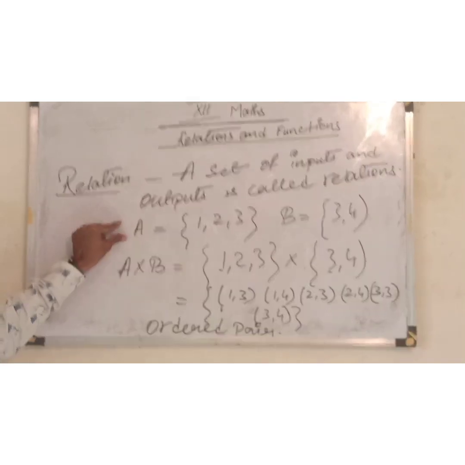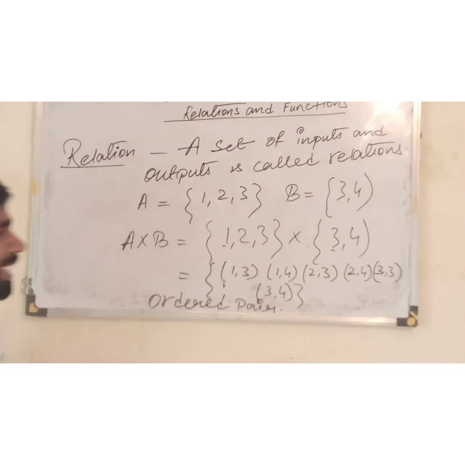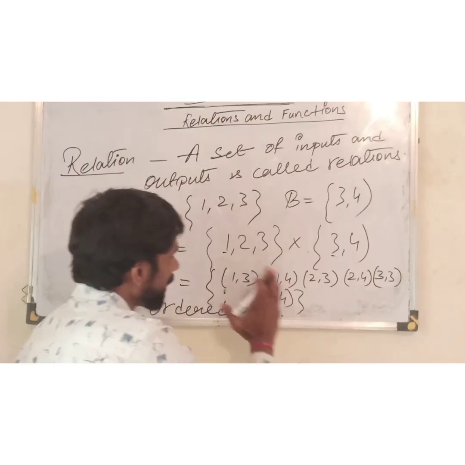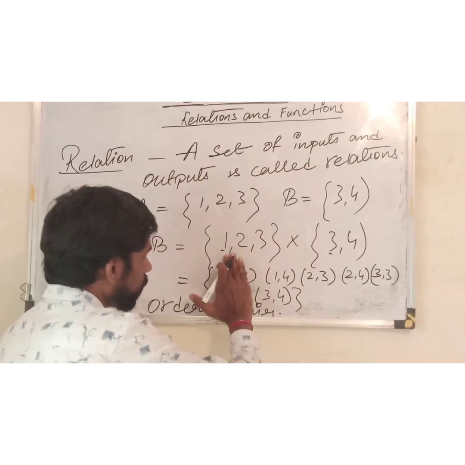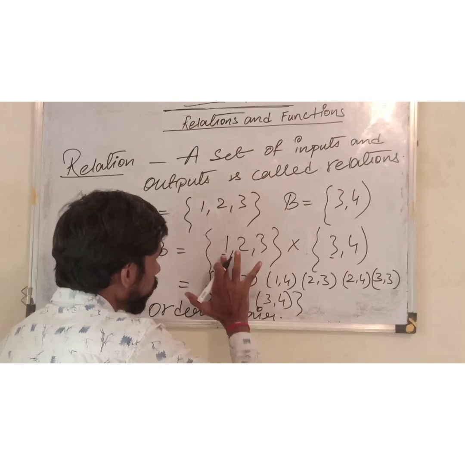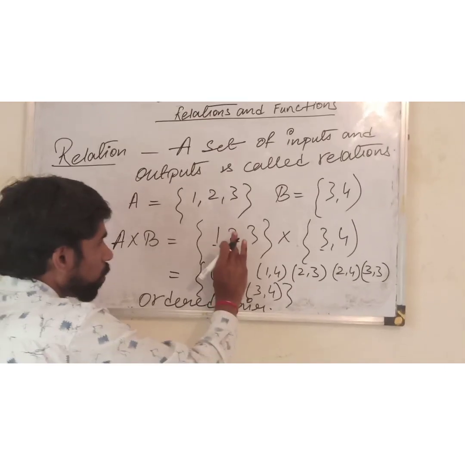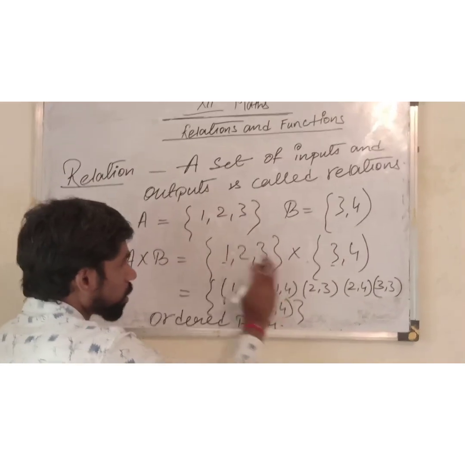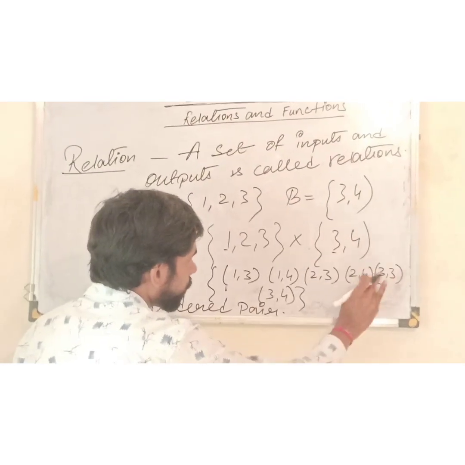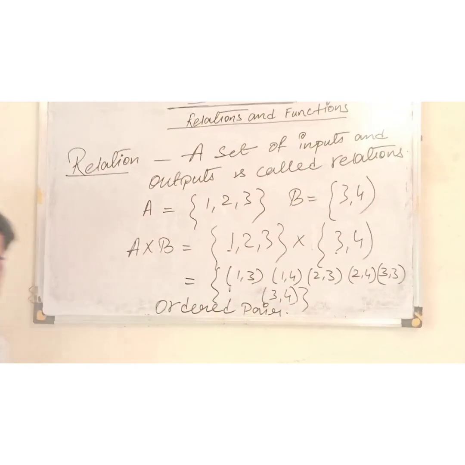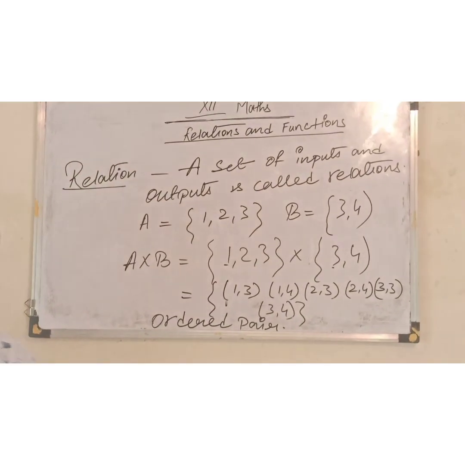When we take elements of A and elements of B and combine them, then what we get is called an ordered pair. Here we are not multiplying the numbers, 1 comma 3, we are not taking 1 into 3. 1 comma 4, like that, 2 comma 3 and 2 comma 4, 3 comma 3 and 3 comma 4. So this is called an ordered pair, what we have learned.